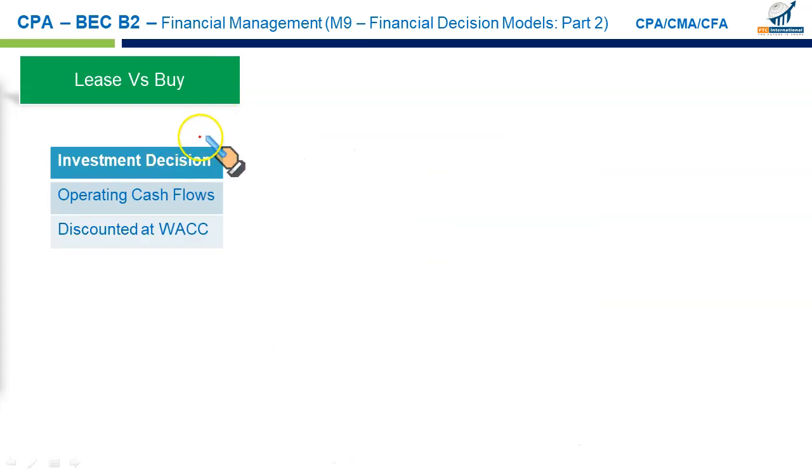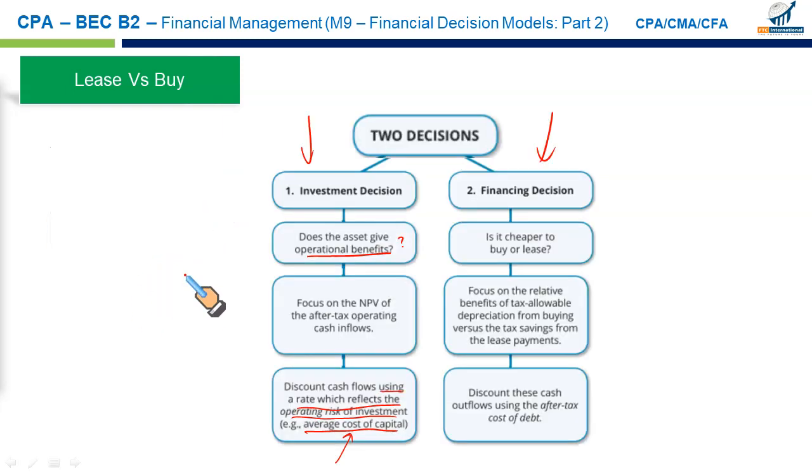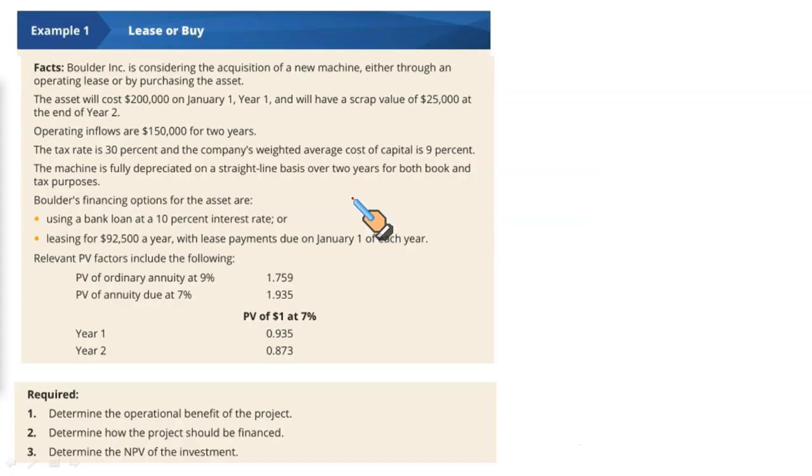So for the first part, the investment decision side, we will focus only on the operating cash flows and we will discount these operating cash flows with the weighted average cost of capital. Let us just focus on this aspect first on the computational side, then we will see the other part later. Let's see this leg of the decision first.